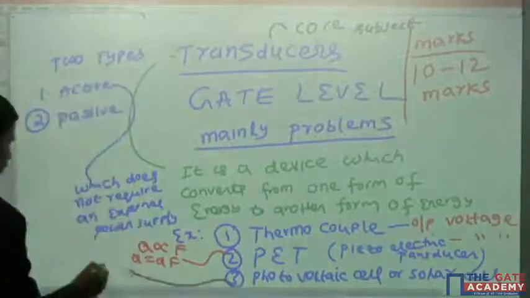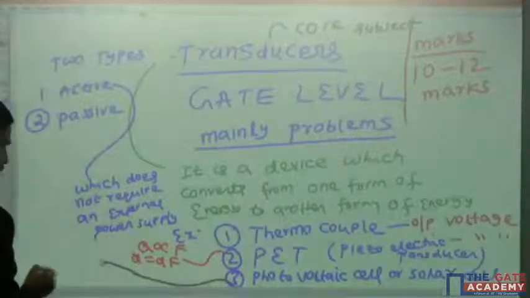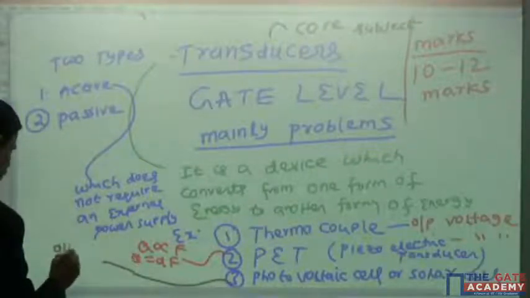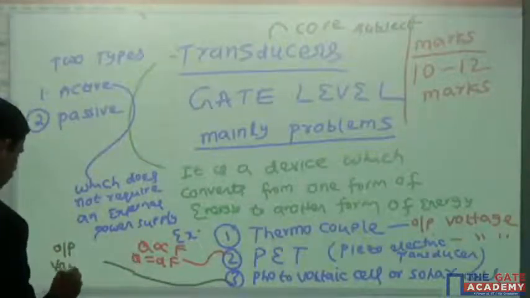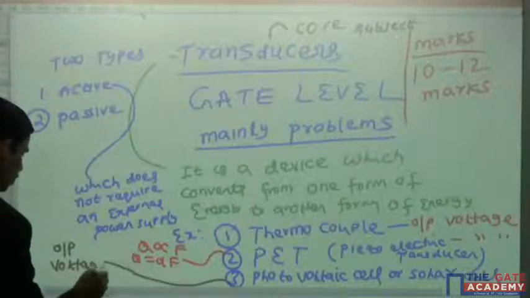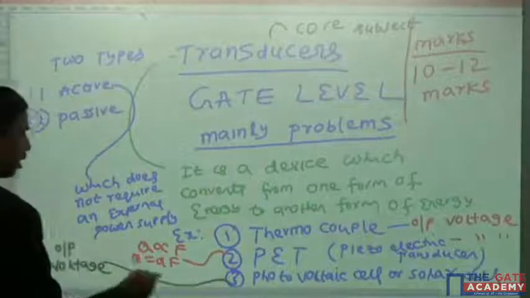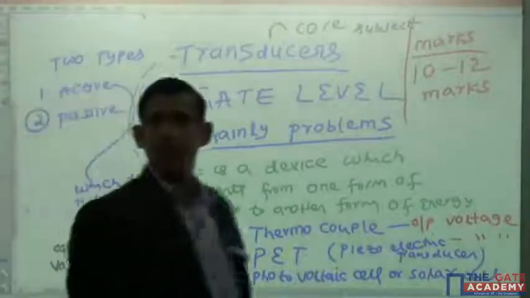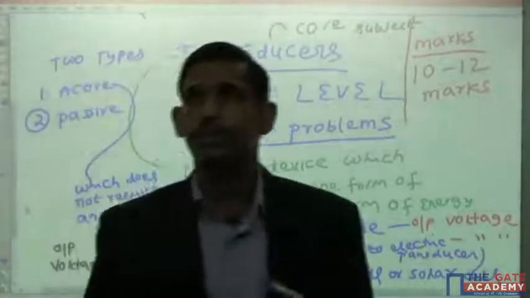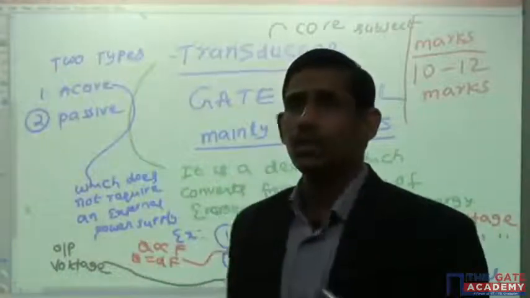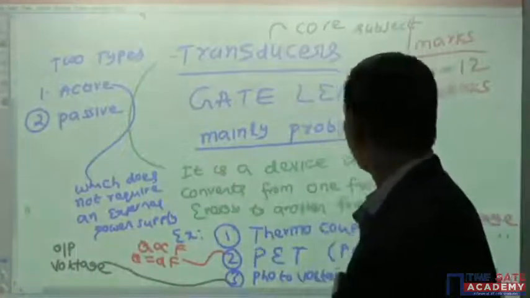Photovoltaic cell: here the output is voltage. That means light energy is converted into voltage. So these all are the active transducers.